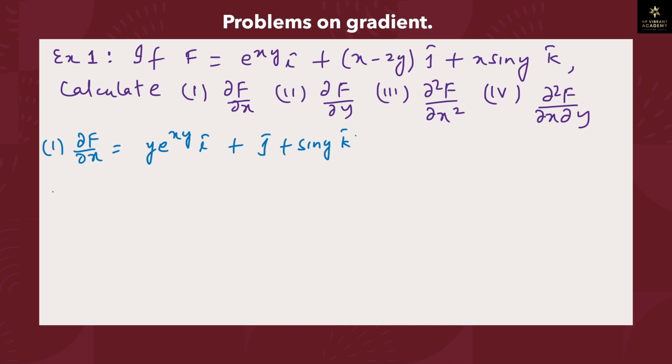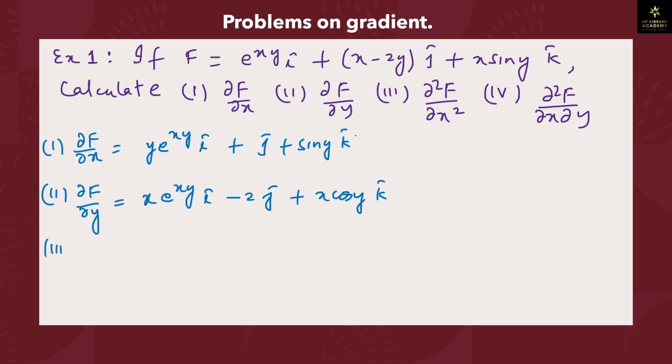In the second case we have to find del f upon del y. This is equal to e to the power xy into the differentiation of xy with respect to y, so this is x because x is constant, i cap, plus x minus 2y. Differentiate this with respect to y, keeping x as constant, so this is minus 2 j cap plus x cos y k cap.